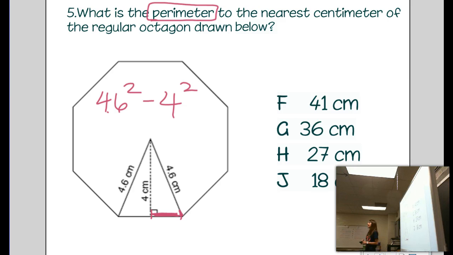So is it F, G, H, or J? Times 2 times 8. Yep, it's definitely G. You do Pythagorean theorem and then you do times 2 times 8, or times 16 if you would rather. All right.